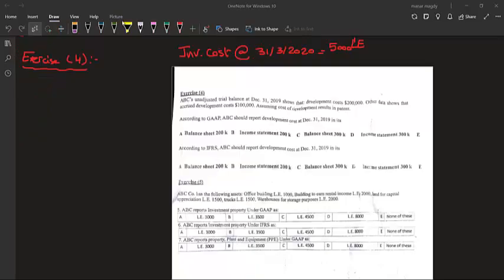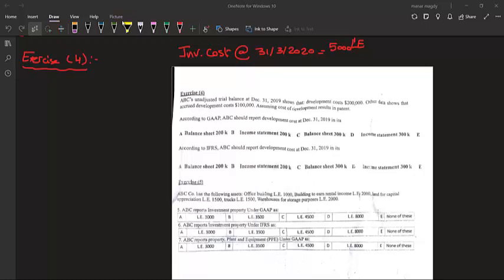In exercise number 4, ABC's unadjusted trial balance at December 31, 2019 shows that development costs equal 200,000 and other data shows that accrued development costs equal 100,000. First we should remember an important piece of information: accrued development costs can be added to current development costs since the accrual accounting basis is accepted under both IFRS and GAAP. This is the first piece of information.